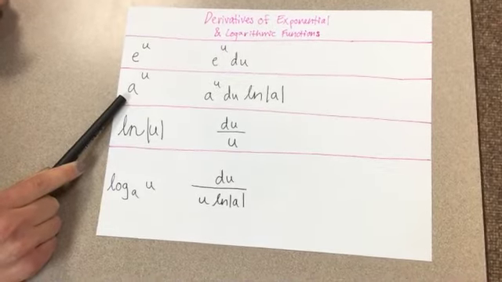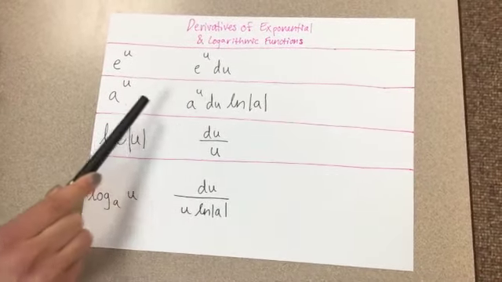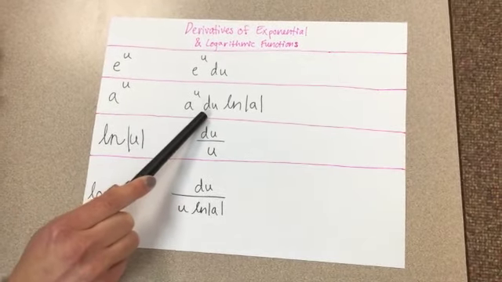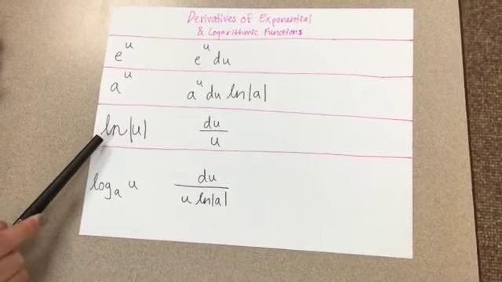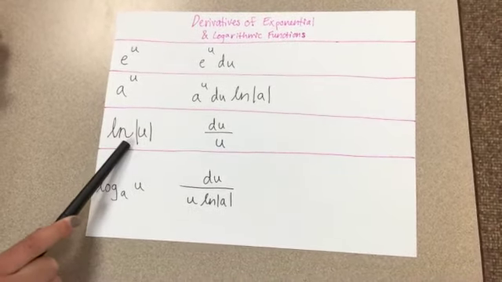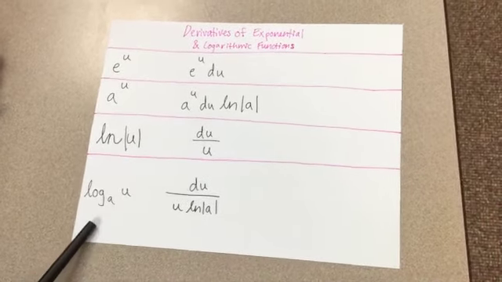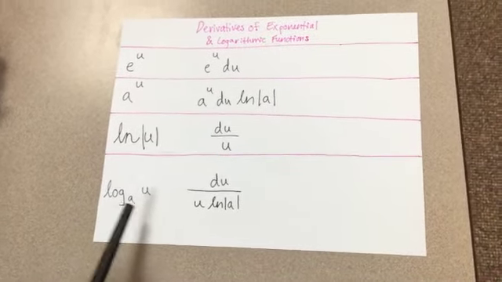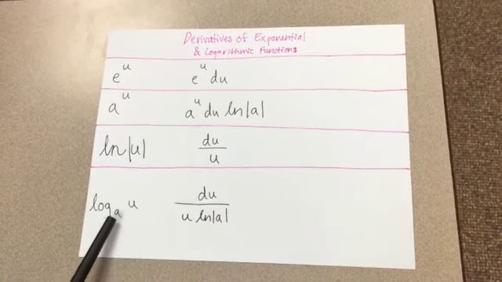A is going to be a constant, so like 5, 8, anything like that. So the derivative of that is a to the u du times the ln of a. For ln's, the ln of u's derivative is du over u. For logarithmic functions, it's du over u times the ln of a, and a is this base number here.